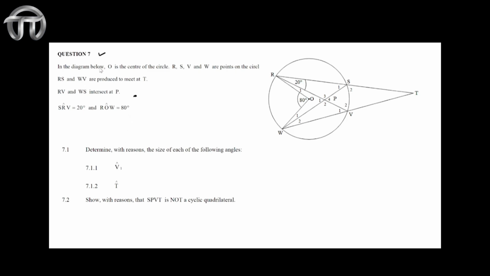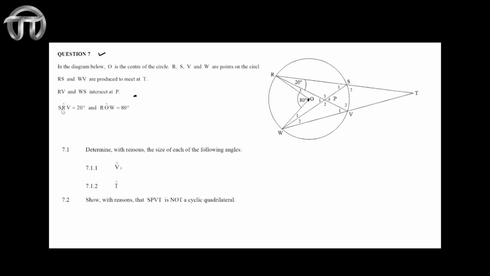They say in the diagram O is the center of the circle, so this is the center of our circle. RS, V, and W are points on the circle, so if you have points that are on the circle, it makes the figure a cyclic quad. Then RS and WV are produced to meet at T. RV and WS intersect at P.